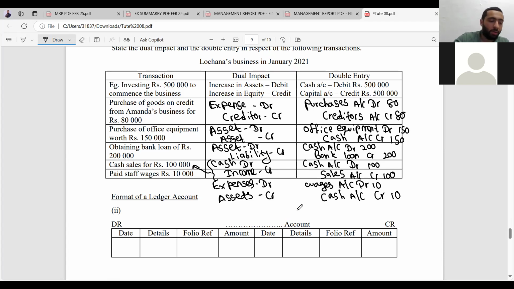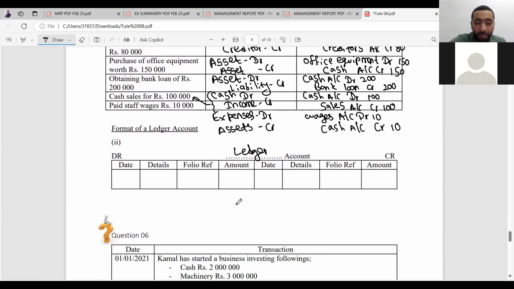Right. Okay. So we are moving on to the next one. What is this? Fill in the blanks. Make a ledger account, right? This is the ledger account. This is the format. The ledger account format goes like this.